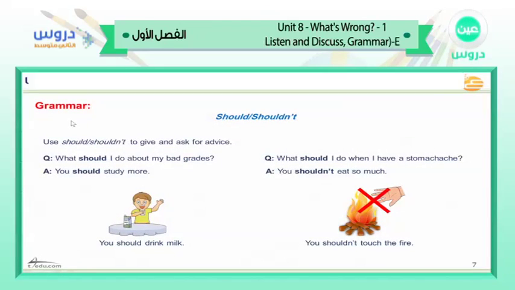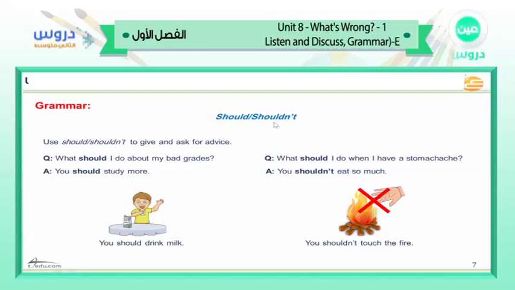Okay, now let's go to the grammar. We have should and shouldn't. We want to know the meaning and the difference between should and shouldn't. Okay, so we use should or shouldn't to give and ask for advice. This is very important. If you want to give or ask for advice, you have to use should or shouldn't. Okay?